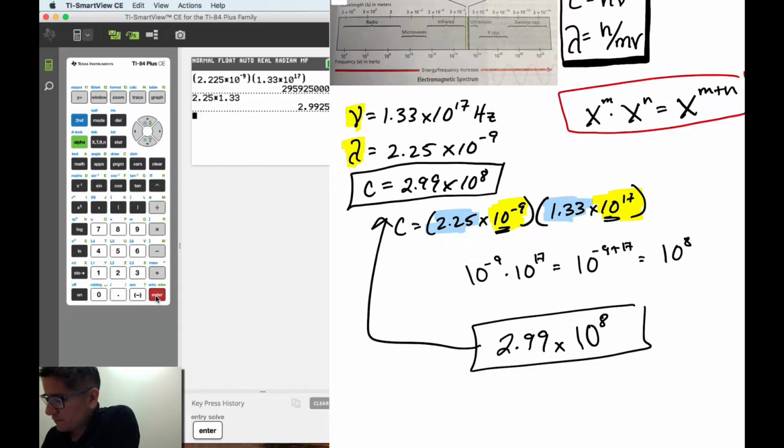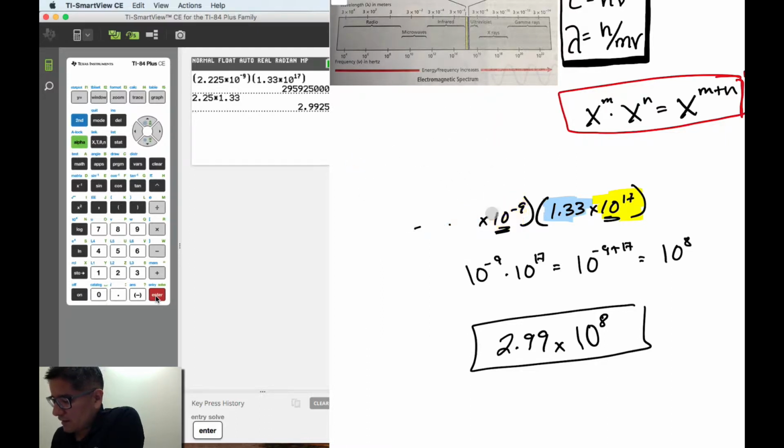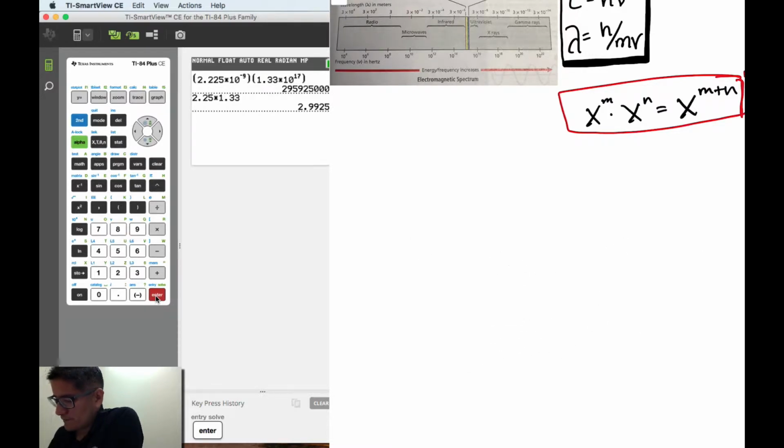This is a very important rule that you learned in Algebra 1 for the multiplication of numbers with exponents with the same base. All right? So let's move on to the next problem.